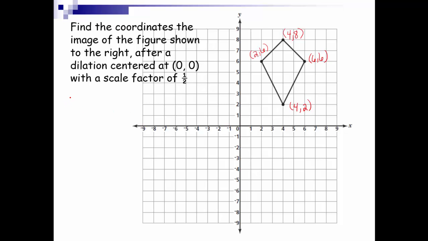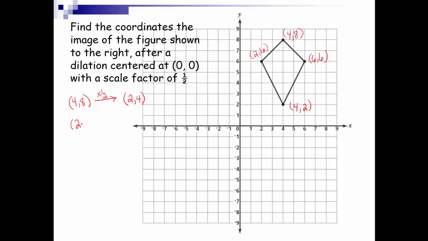So now I'm going to take each of those points. I'll start with my 4, 8. I'm going to multiply each of my coordinates, each x coordinate and each y coordinate, by 1/2. And that will give me the coordinates of each point on my new figure. So what's 4 times 1/2? Well, half of 4 is 2. What's 8 times 1/2? Half of 8 is 4. So I know 2, 4 will be the coordinates of one of my vertices on my new figure.